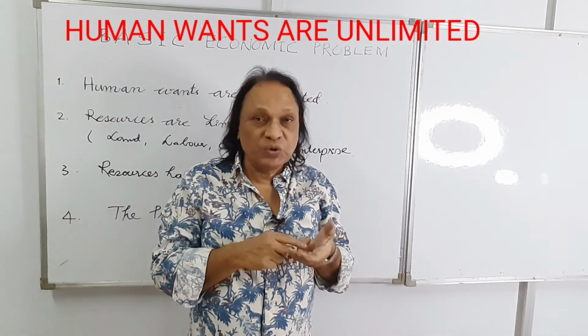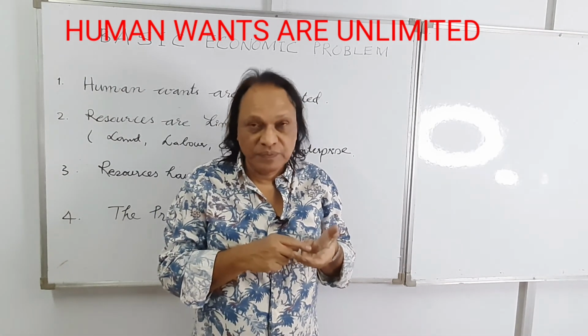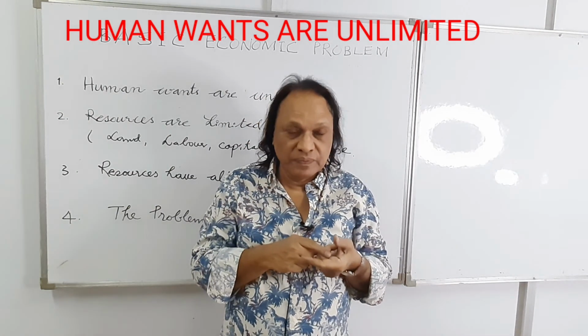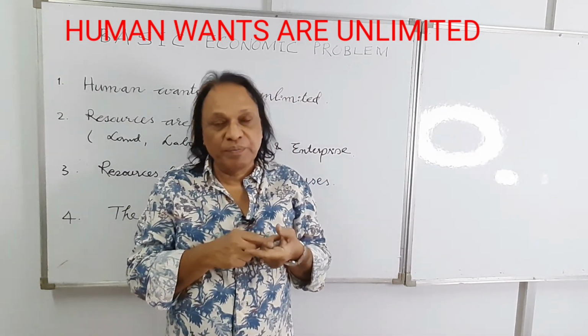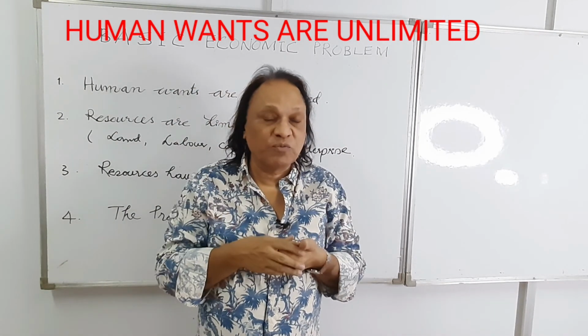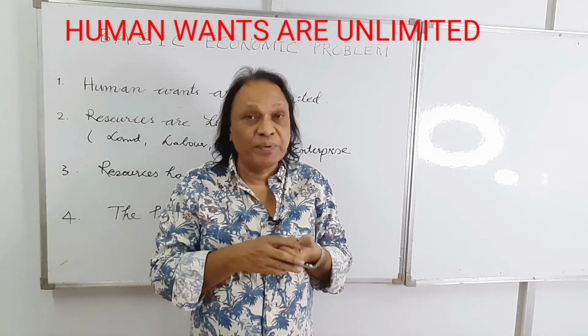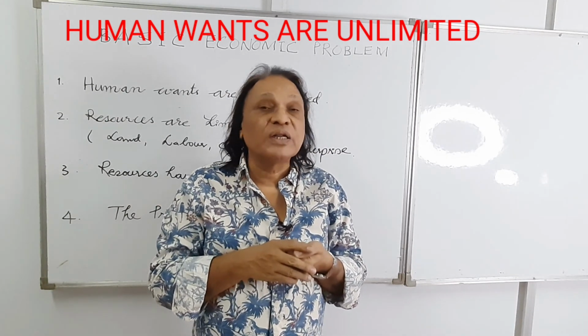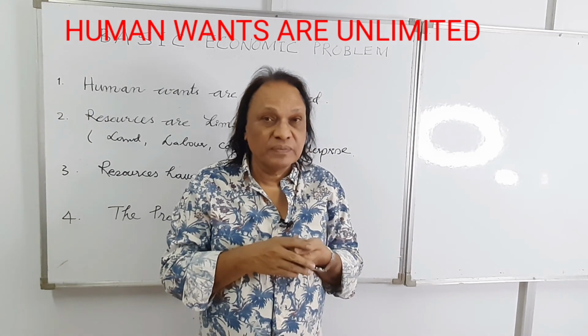Once if you get a scooty, that's not the end of your want. Then you think of buying a small car. Once if you get a small car, then you think of buying a big car, maybe BMW or Merc. Once if you get a Merc, that's not the end of your want, then you think of buying Ferrari.